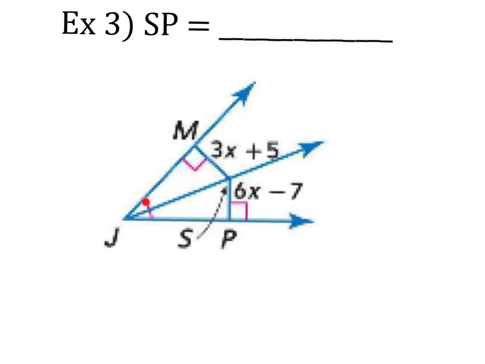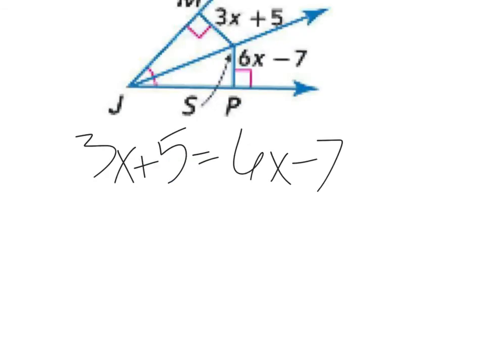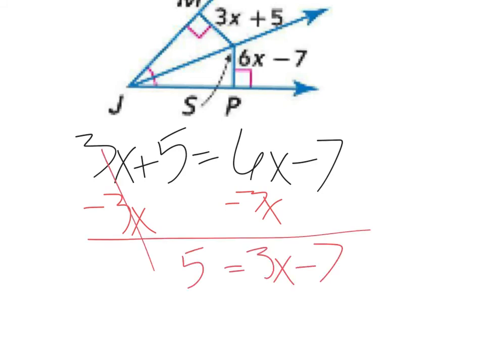So in example 3, you have these angles marked as congruent, meaning this is an angle bisector. So that means you're going to set these two statements equal to each other. So I'm going to write 3x plus 5 equal to 6x minus 7 and solve for x. I got to get my x's on one side, so 3x is smaller than 6x, so I'll take it over there by minusing it. That'll give me 5 equal to 3x minus 7.